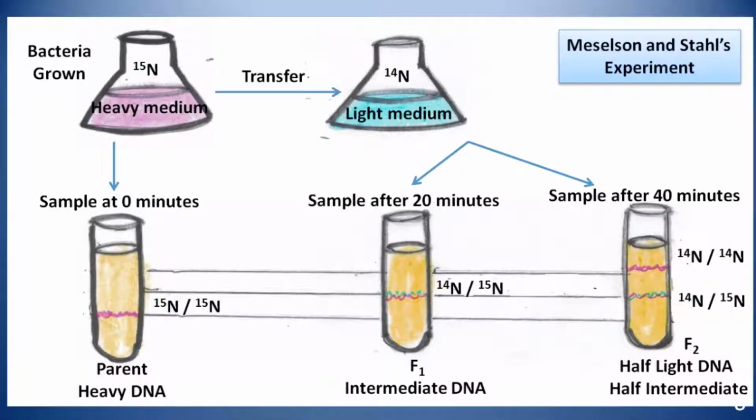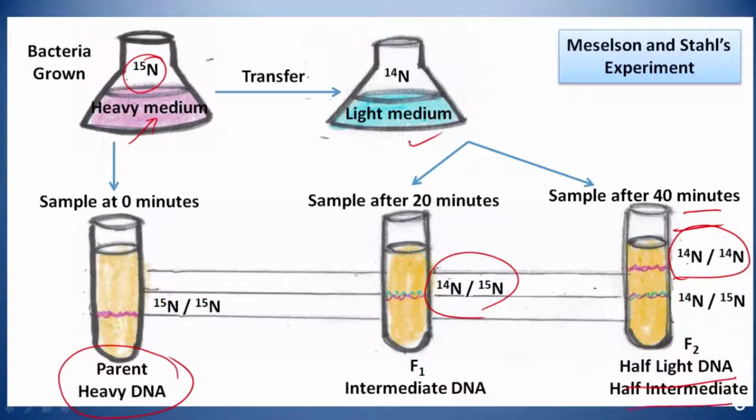So here in the figure I have shown you that N15 is grown in heavy medium for several generations. At 0 minutes the parent contains entirely heavy DNA, that is N15. When we transfer to light medium, after 20 minutes a hybrid or intermediate form of DNA was there, N15 and N14, where one strand was N15 and one strand was N14. And after 40 minutes it was found that half was light DNA and the other half was intermediate DNA.